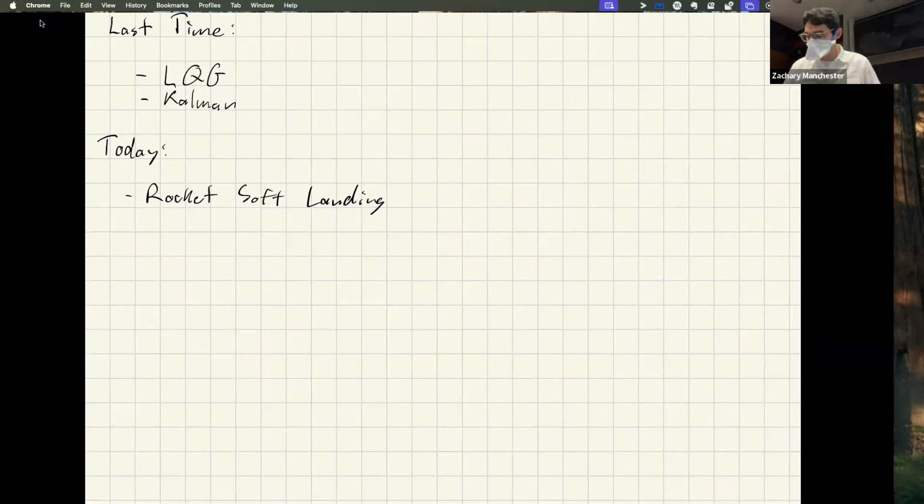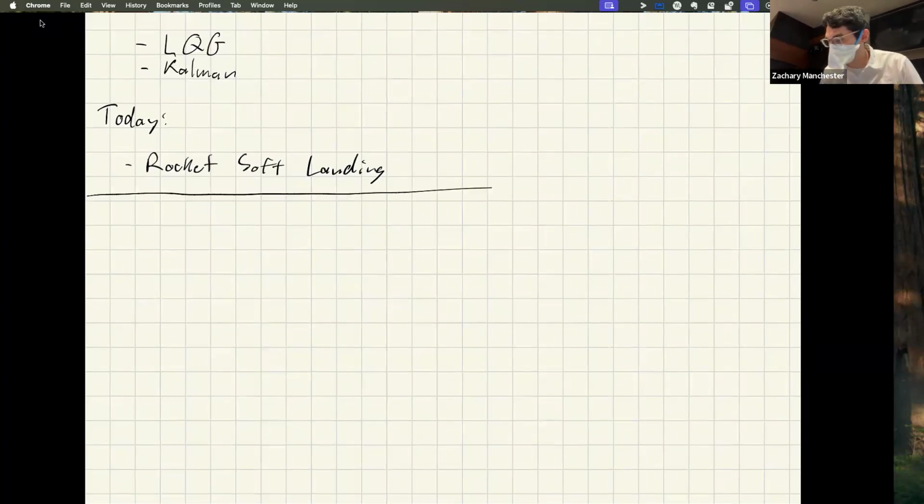Okay, so let's get some stuff going here. First thing to talk about is what this problem looks like and how it fits into the full stack.